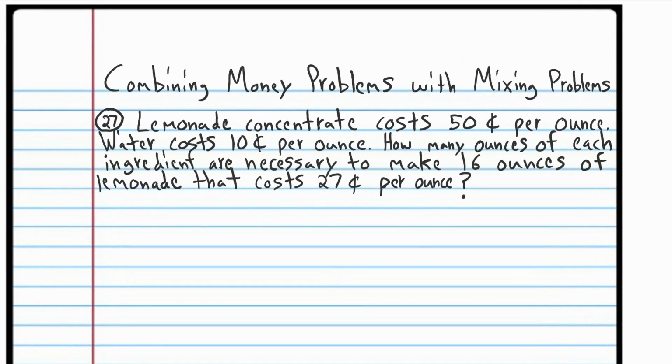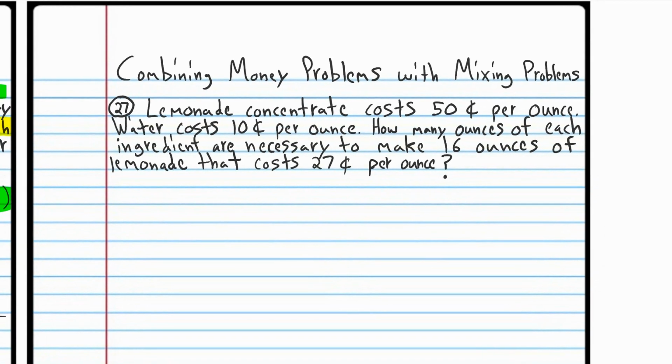Alright, so now we're going to combine mixing problems with money problems. So let's do a couple of these together. Lemonade concentrate costs 50 cents per ounce. Water costs 10 cents per ounce. How many ounces of each ingredient are necessary to make 16 ounces of lemonade that costs 27 cents per ounce?